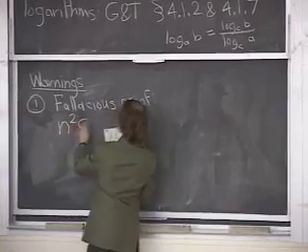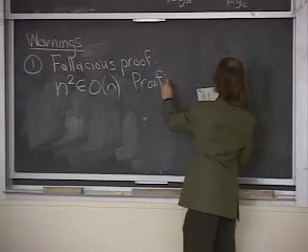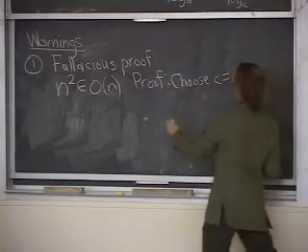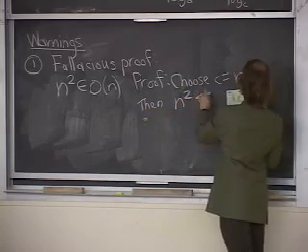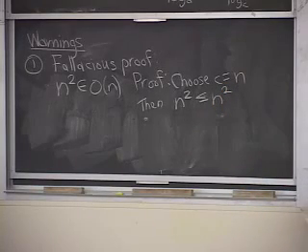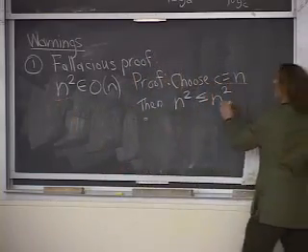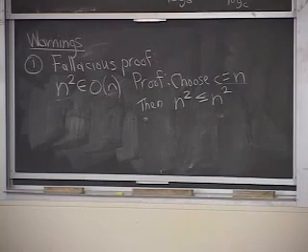N squared is in big O of n. How do I know that? Well, it's simple. Just choose c equal to n. Then it becomes a simple matter of whether or not n squared is less than or equal to n squared. Because, remember, big O means that t of n is less than or equal to c times f of n. So that's the equation: n squared is less than or equal to n squared. Obviously, n squared is less than or equal to n squared. So n squared is in big O of n.